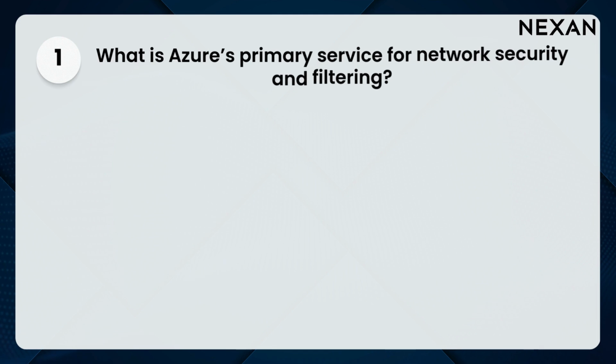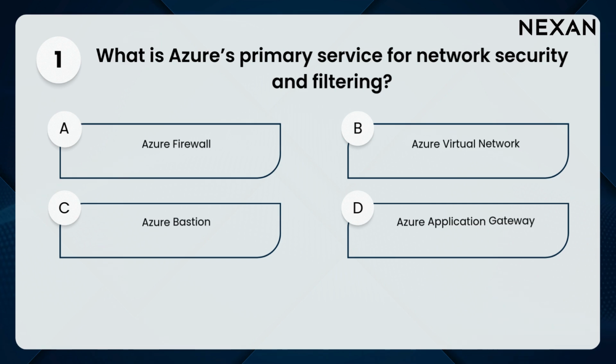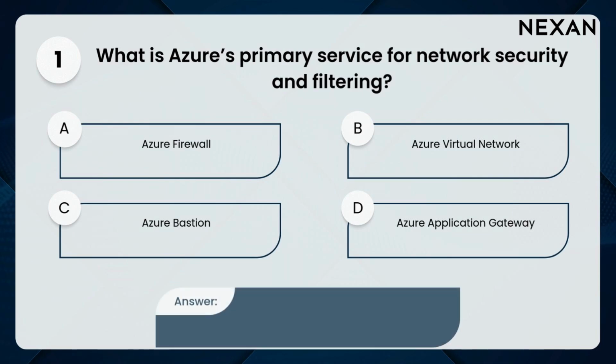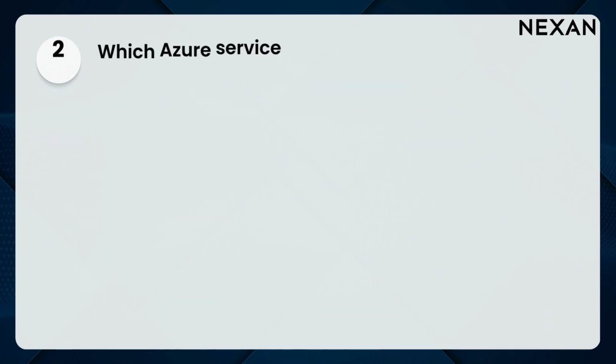1. What is Azure's primary service for network security and filtering? A. Azure Firewall. B. Azure Virtual Network. C. Azure Bastion. D. Azure Application Gateway. Answer. A. Azure Firewall.